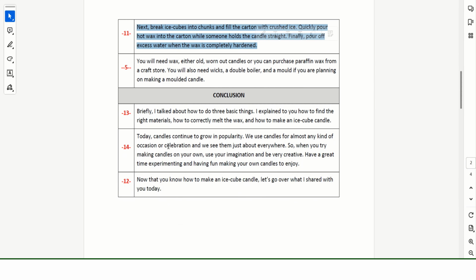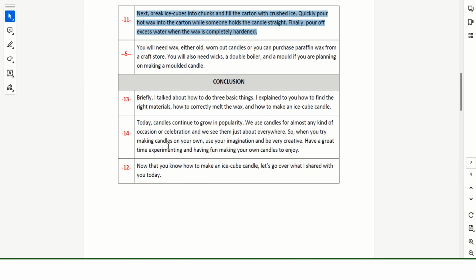Lastly, for the conclusion, you have only 3 options: 12, 13, and 14. So why is this number 12, right? And why are these 13 and 14? Let's have a look at it. Okay, let's begin with number 14.